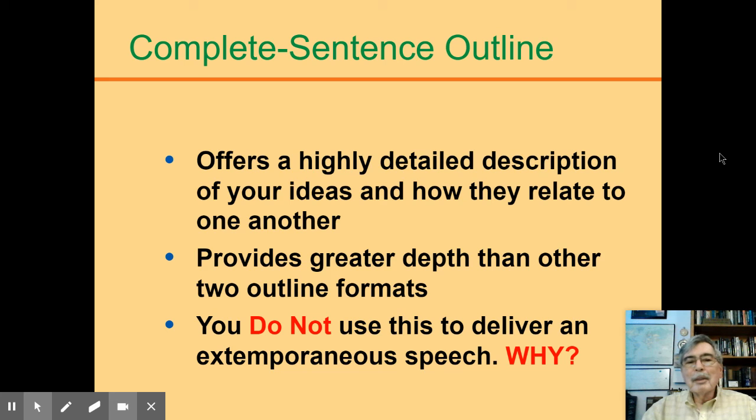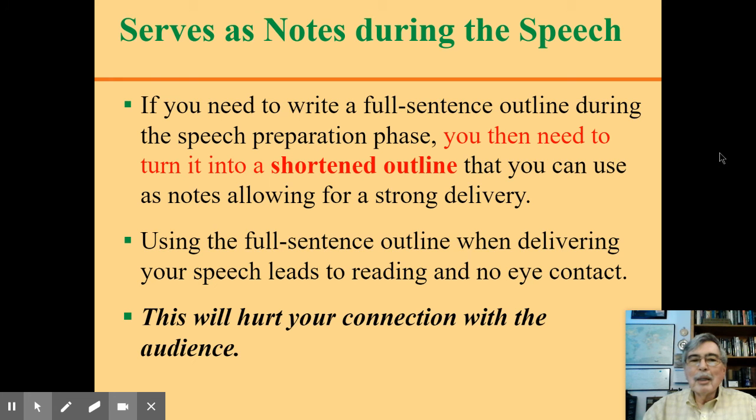All right, the complete sentence outline, I've already said this. I took this right out of the book. A highly detailed description of your ideas and how they relate to one another provides greater depth. But if you do this, you do not use this in your speech. Why? Because your speech needs to be extemporaneous. You're not reading it.